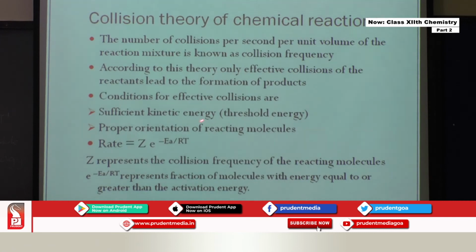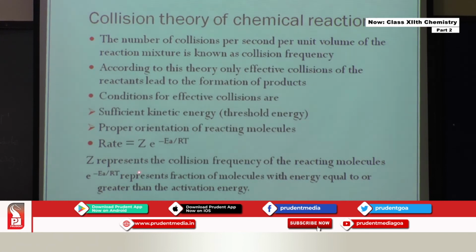And here if you look at this equation, rate is equal to Z e raised to minus Ea upon RT. It is similar to the Arrhenius equation except for the fact that Z is substituted here in place of A, which we had earlier, that was the Arrhenius factor. Z here represents the collision frequency of the reacting molecules, because we have introduced something known as collision frequency according to collision theory.